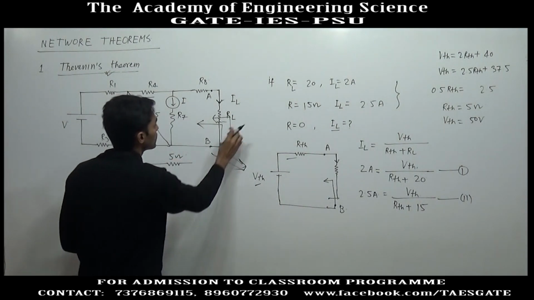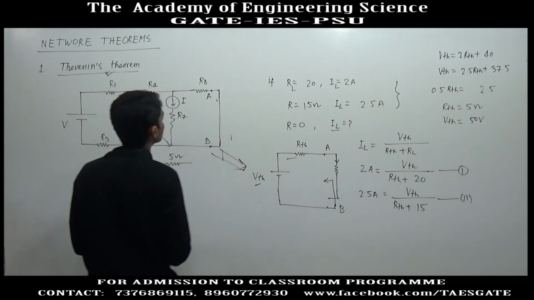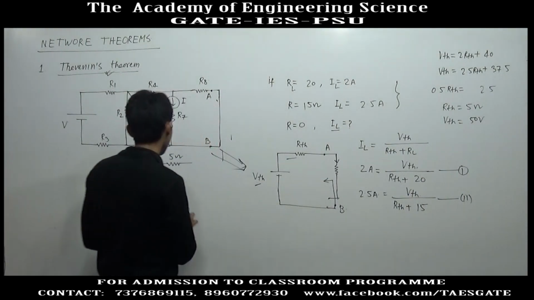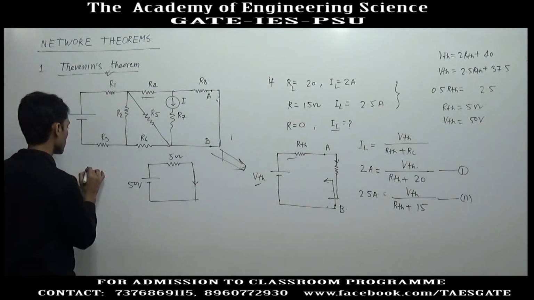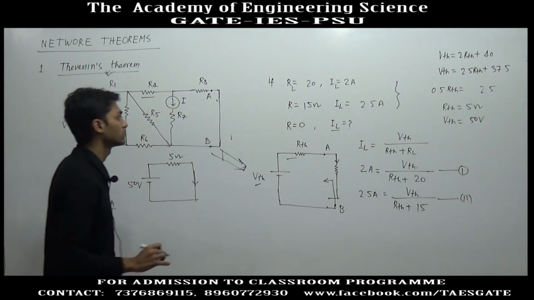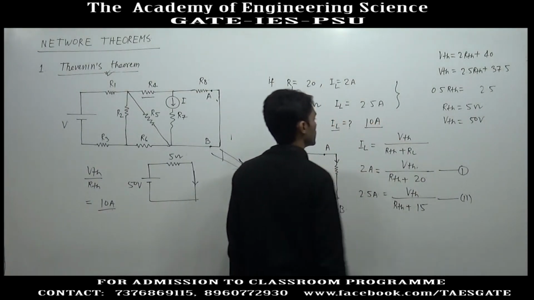Now, if the load resistance is removed or it is short circuited, it means the Thevenin equivalent circuit is same, the load resistance is short circuited. So, the short circuit current will be VTH divided by RTH. So, this will be 10 ampere. If R is 0, the load current is 10 ampere.